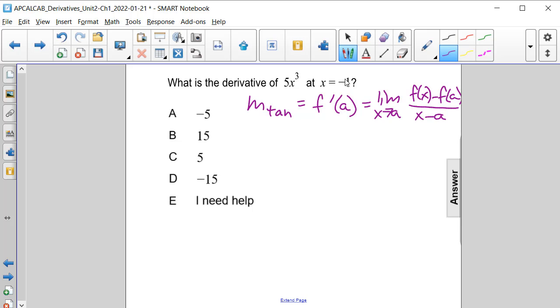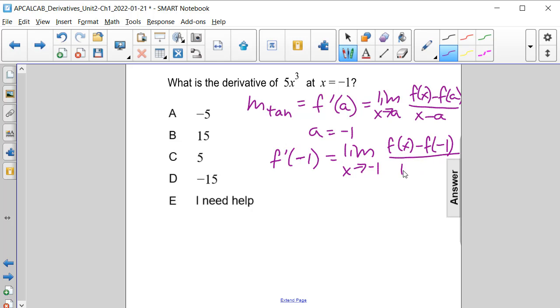Well, we know that our a value is -1. So we can set it up as f prime of -1 will be equal to the limit as x approaches -1 of f of x minus f of -1, all divided by x minus -1, or x plus 1.